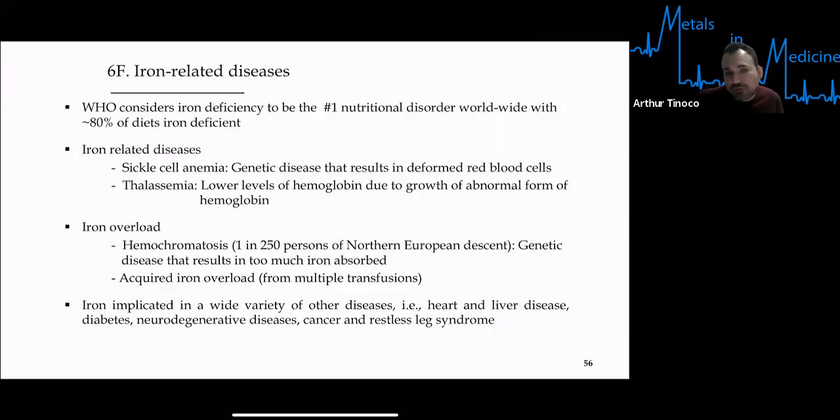So obviously iron is extremely important, and that's why our body has imposed mechanisms to try to control its homeostasis. All right, so any questions before we move on?